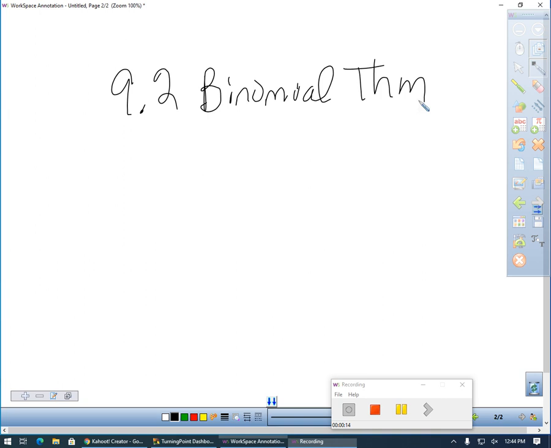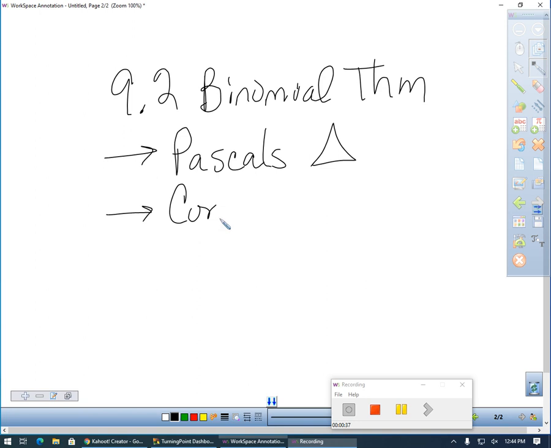Alright, so the binomial theorem, what we did before was we used Pascal's triangle. Right? The Christmas tree, as you guys put it. Today, however, we are going to use combinations instead to find our coefficients.